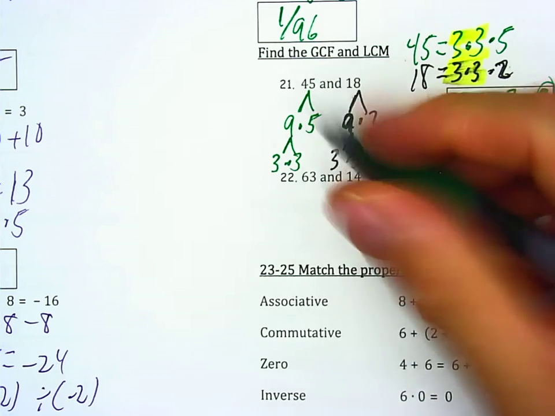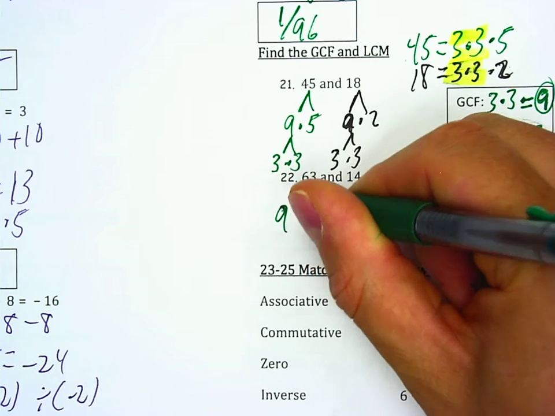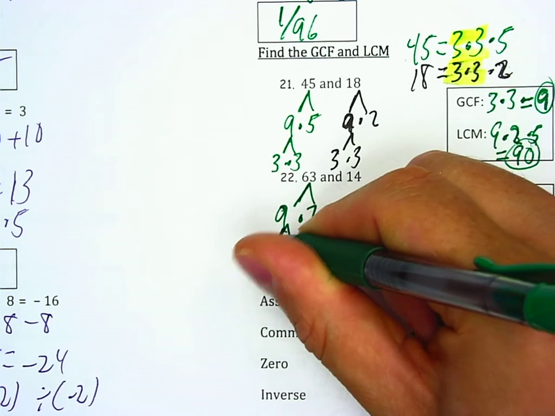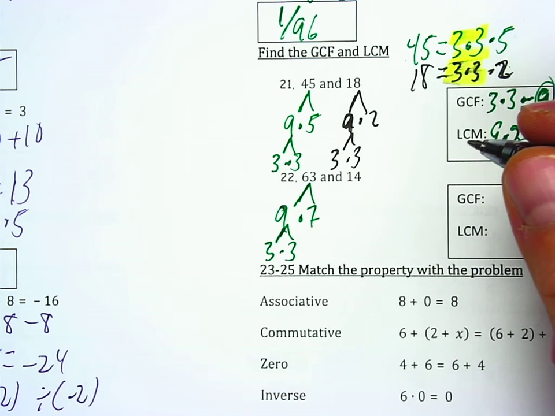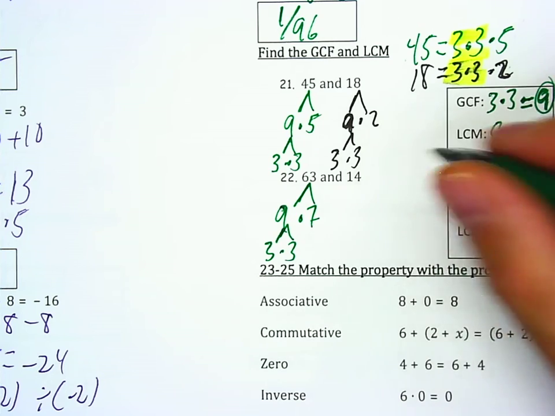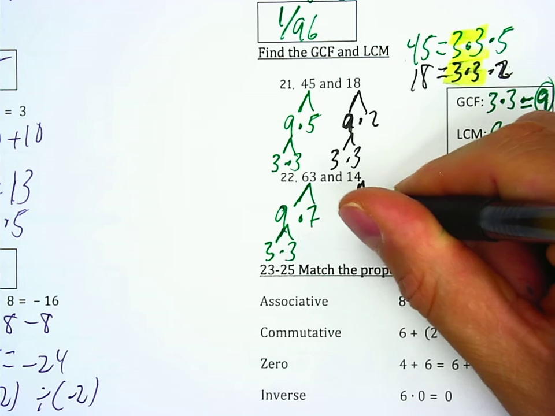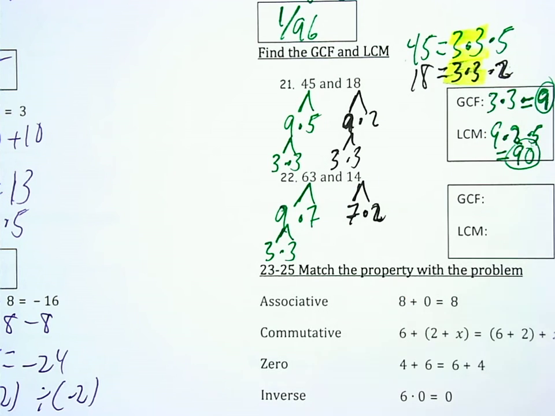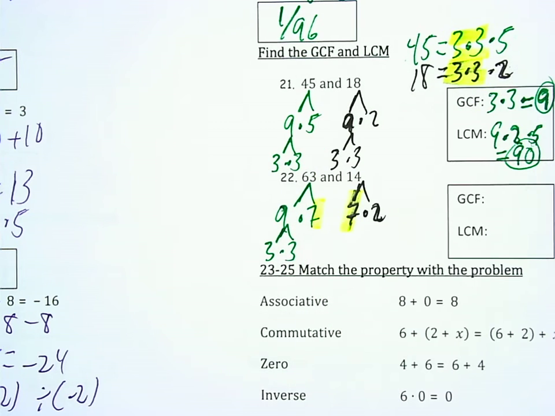Question 22. 63 is 9 times 7, and 9 is 3 times 3. So 63 is 3 times 3 times 7. 14 is 7 times 2. So I'm looking at this one, and I'm saying here, well, we have a single 7 in common. That is my greatest common factor, a single 7. In other words, both of these divide by 7 evenly.